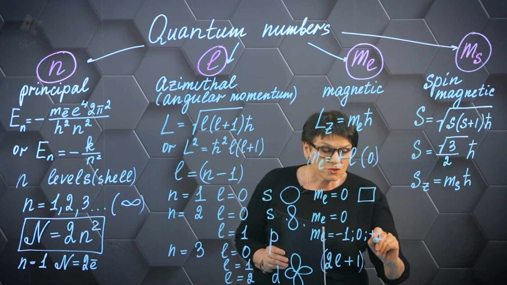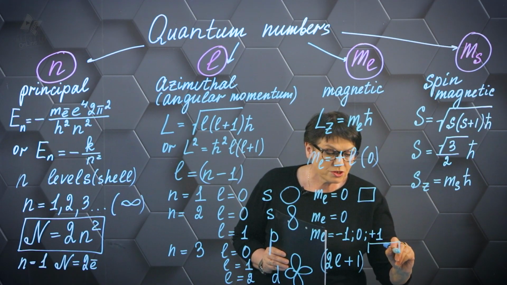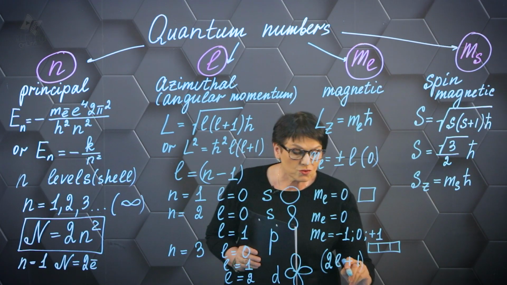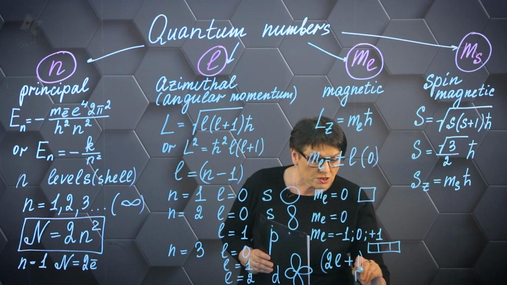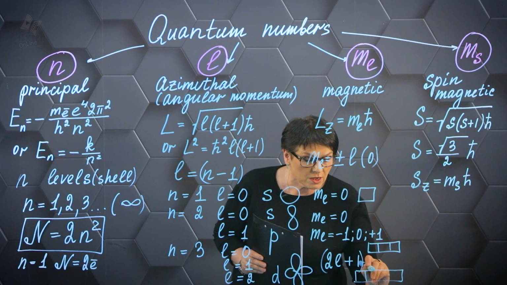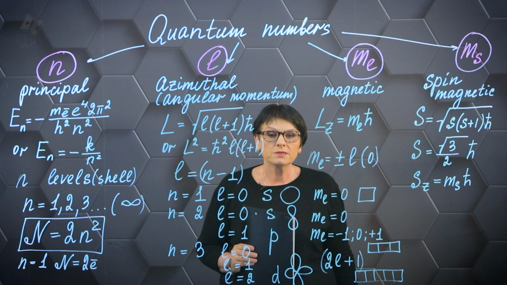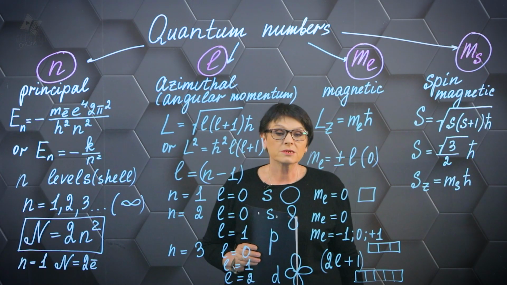If they are p electrons, then the number of cells will be 3, respectively. Well, and if we are talking about d electrons, then in this case the number of cells will be equal to 5. The number of quantum cells will always be odd: 1, 3, 5, and the maximum at the moment is 7.